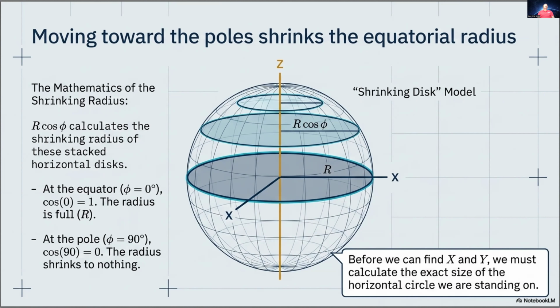The mathematics of the shrinking radius, r cosine omega, calculates the shrinking radius of the horizontal space. At the equator, omega is 0, cosine 0 equals 1, and the radius is full. At omega 90, cosine 90 is 0, and the radius shrinks to nothing. The ratio of cosine and sine in trigonometry is important to understand about the sphere. Before we can find x and y, we must calculate the exact size of the horizontal structure we are standing on.